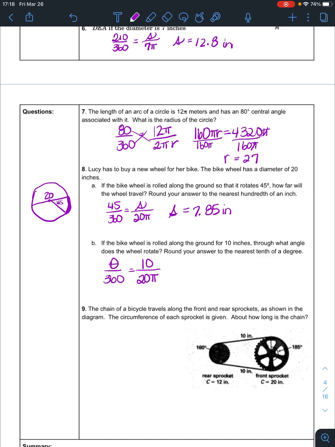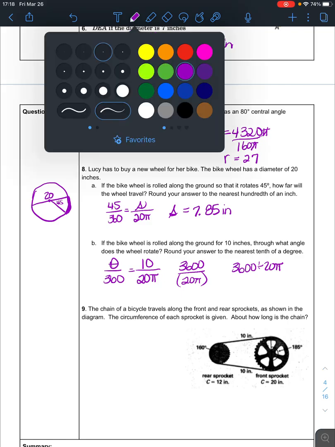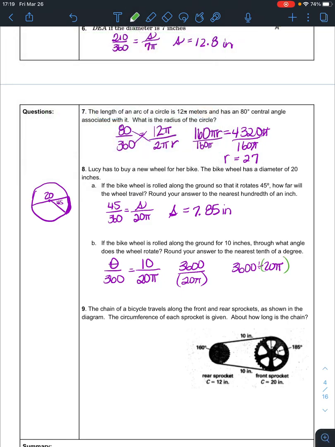So you do 360 times 10 divided by 20 pi. Be careful here, it's 3,600 divided by 20 pi. If you don't use parentheses when you type that in, you're going to get it wrong. If you do 3,600 divided by 20 pi, like this, it will be wrong. You have to use parentheses, or you have to do it in 2 pieces, divide by 20 and then divide by pi. Either way, you get that your theta is 57.3 degrees. So just round to the nearest tenth.